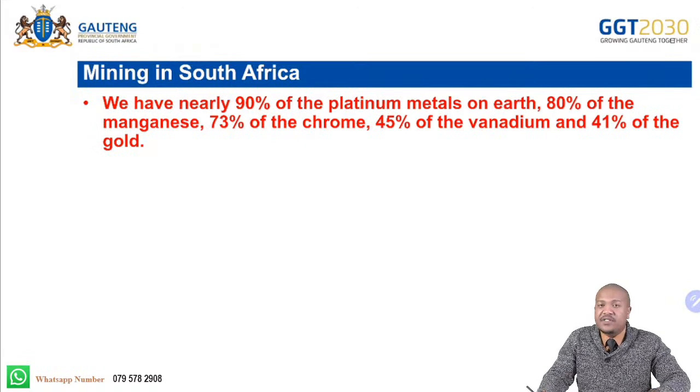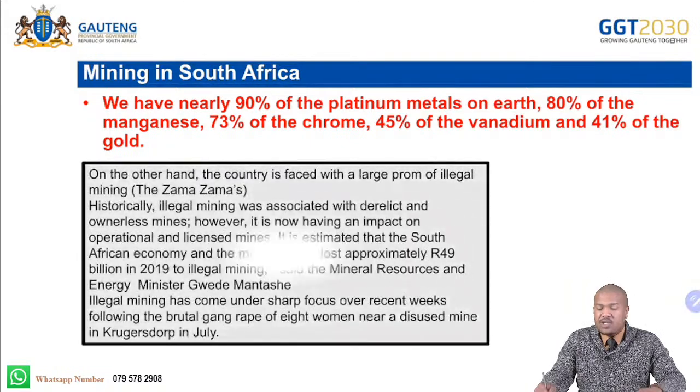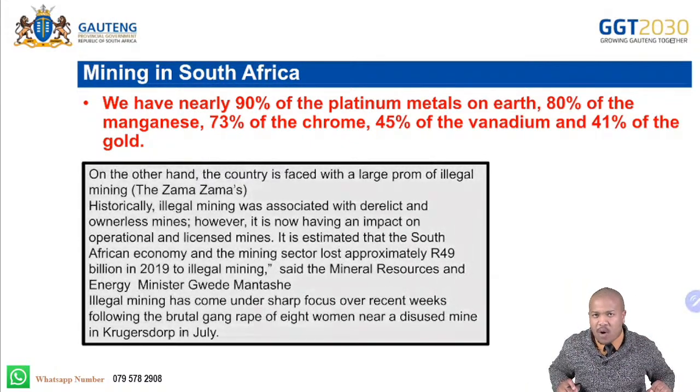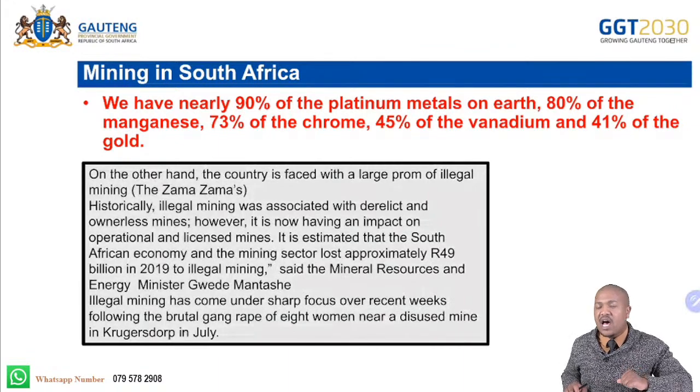As we've said, we have nearly 90% of the platinum metals on earth, 80% of manganese, 73% of the chrome, 45% of the vanadium, and 41% of gold. Now, here is a big issue that I want to highlight in the form of a case study. The issue is of current time. Also this year we experienced the issue of the Zamazamas. So here is a case study to see how these Zamazamas affect the country.